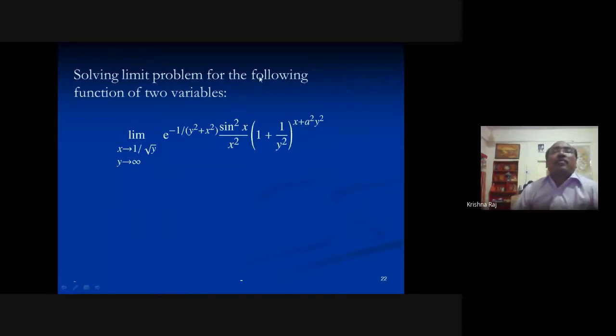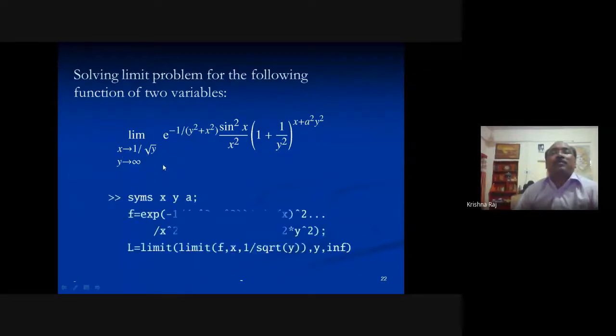Solving the limit problem for the following function of two variables, the same command which we have described, where the first limit is x tending towards this one, and y is tending towards infinity. Now see here, the same command will be written here.